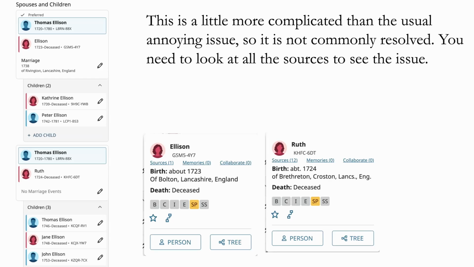It's possible that she married somebody with the same surname, but that's not impossible, but it's very unlikely because there's strict rules about marrying your relatives in England and other places. So here we've got two different births, 1723 and 24. One's in Bolton, one's in Bretherton. We've got different children. We haven't looked at where the children are all born, but that might add some more complication to the whole problem.